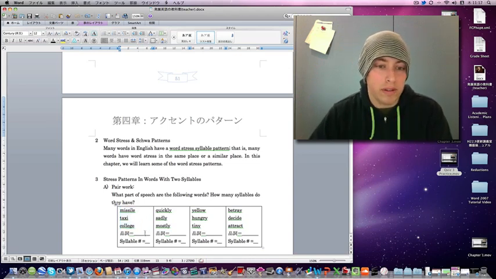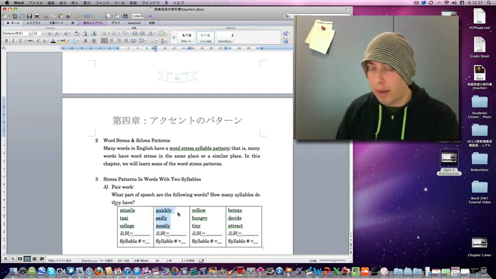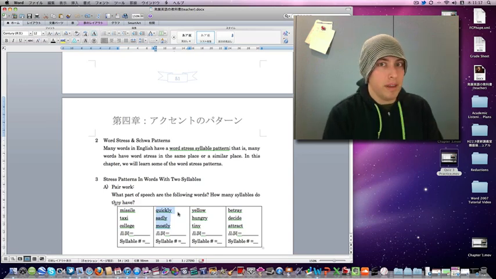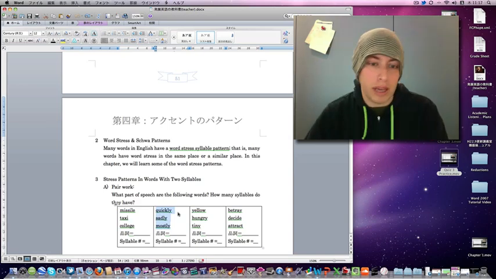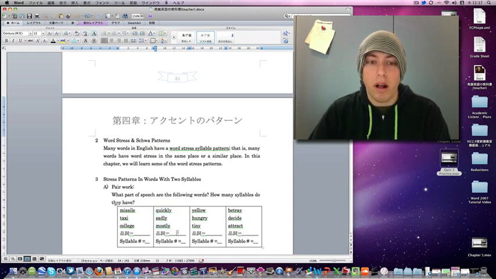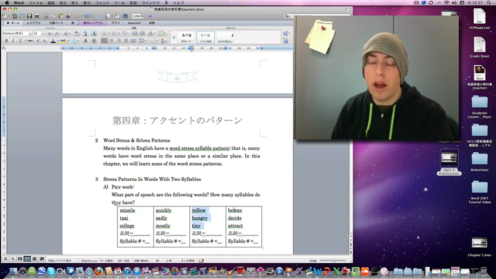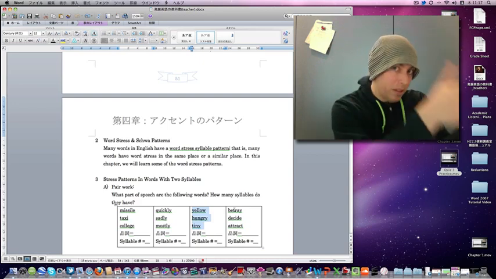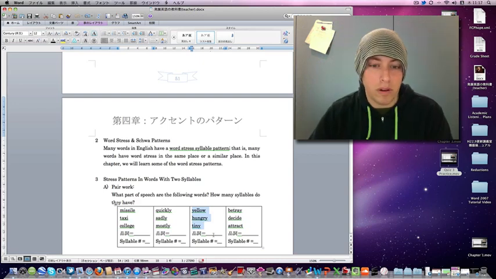These are all nouns, and there are 2 syllables in them. These words, something similar is going to start happening. Quickly, sadly, mostly. So the word stress is on the first syllable again. These words are all adverbs, and there are 2 syllables in them. These words, yellow, hungry, tiny. These words all have 2 syllables, and the stress is on the first syllable. These words are all adjectives, and they have 2 syllables.